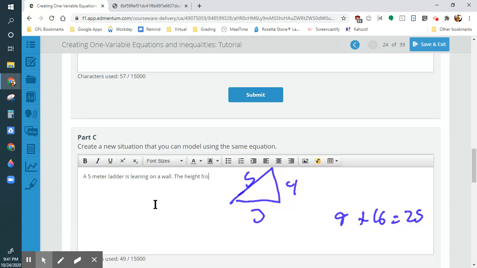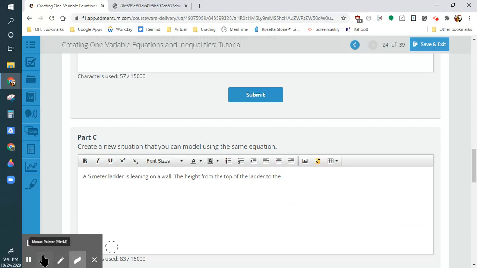The height from the top of the ladder to the ground. I'm sorry, guys. I'm really bad with words, so you guys might want to heavily inspire your answers on mine or create your own, and that'll probably be better.